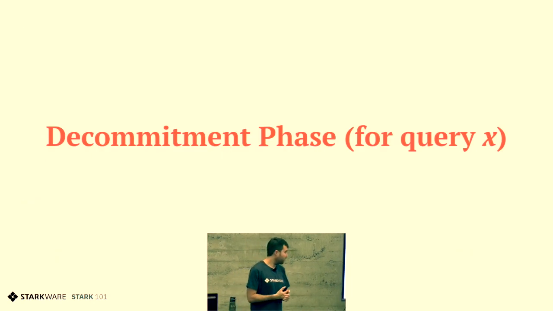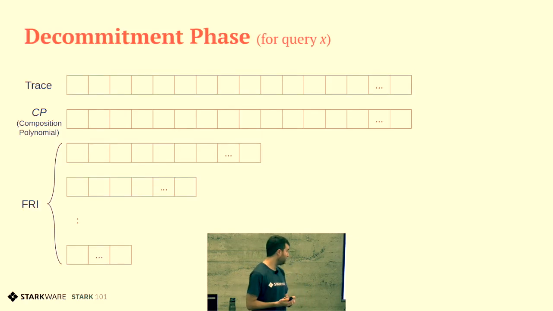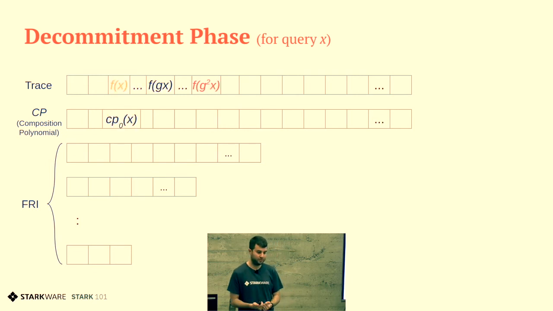So now we will speak about the decommitment phase. The verifier will send to the prover a query at point x, and we will see now what the prover is going to send to the verifier.